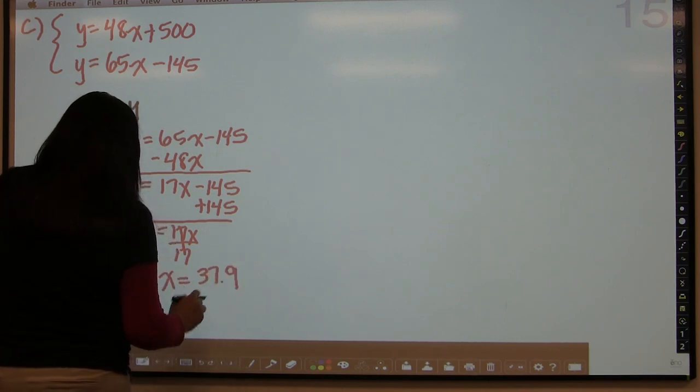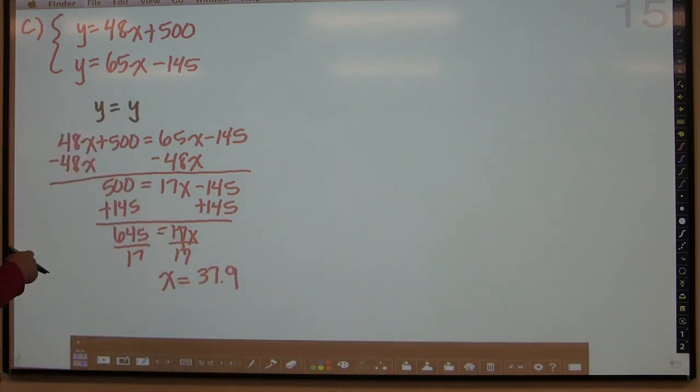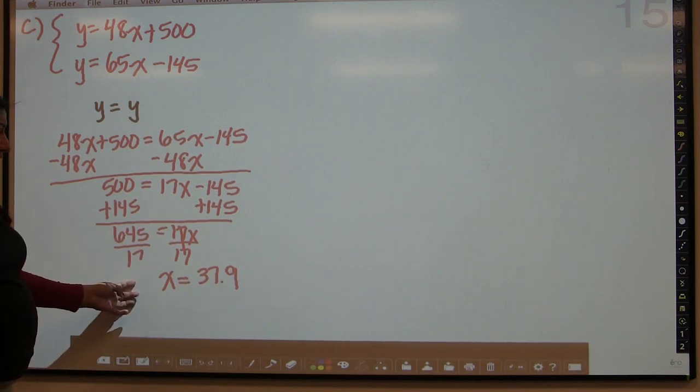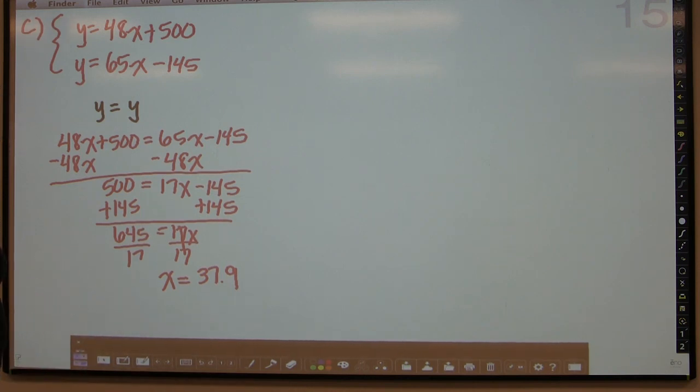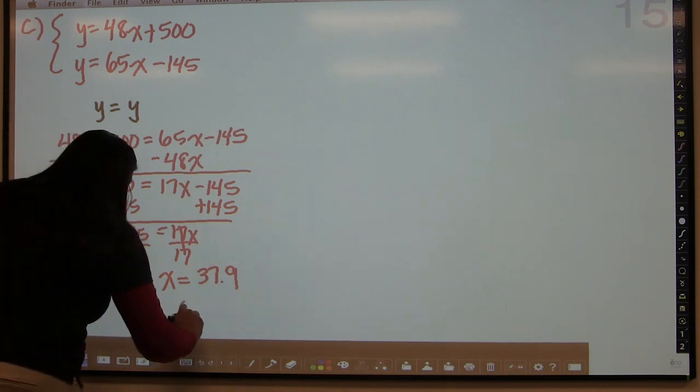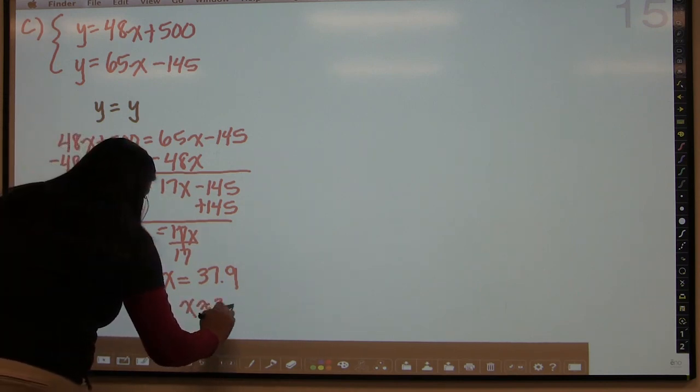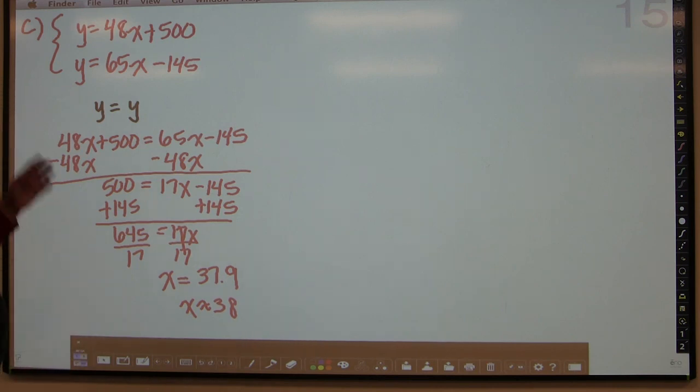37.9, roughly. Now here's a dilemma. That is exactly how many customers Alejandro will need in order for his cost to equal his income. However, we can't really talk about 37.9 customers because that would mean that one of our customers is missing some limbs or something. But no, we can just round it up to 38. So to answer the question, Alejandro would need 38 customers before he would be able to break even.